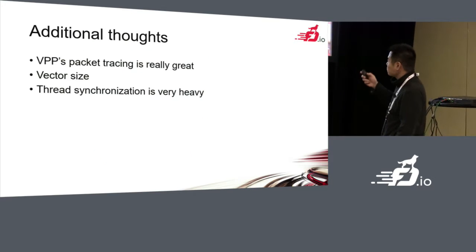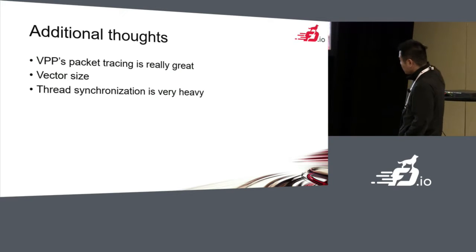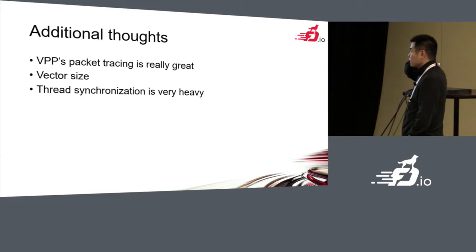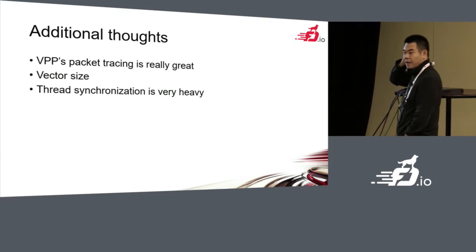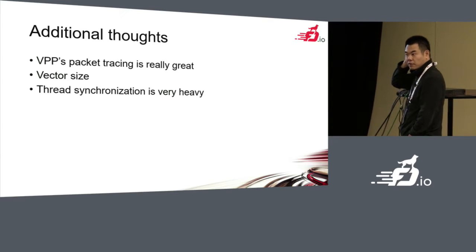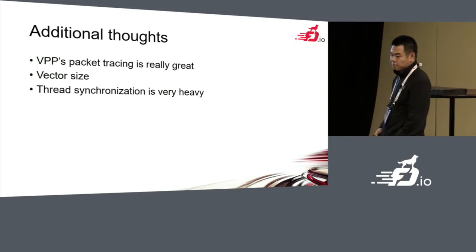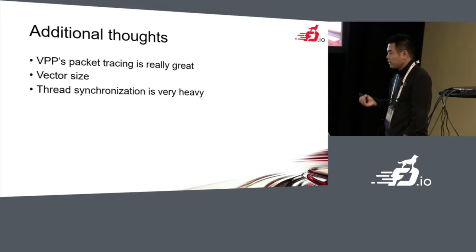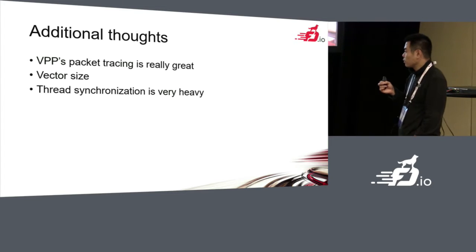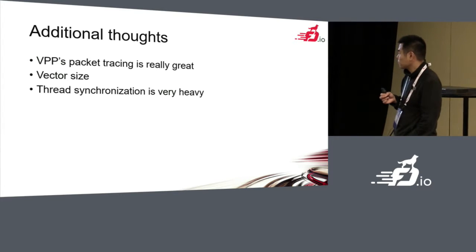Okay, there are some additional thoughts. So in VPP, we found that the packet tracing is really great. Let's say in OVS DPDK, if there's some problem, it's really hard to trace what's the root cause of the problem.